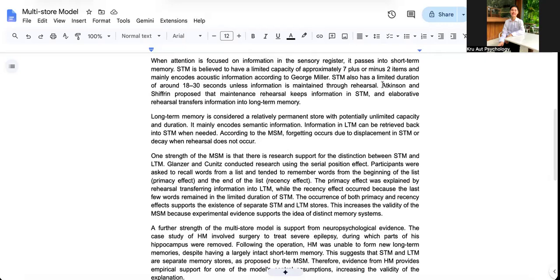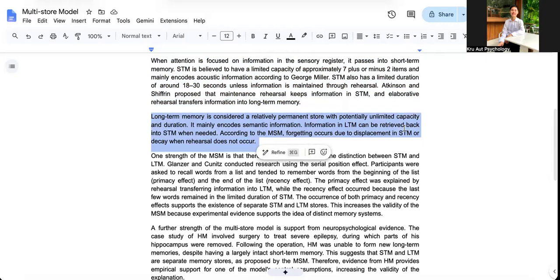Okay. Then Atkinson and Shiffrin proposed that maintenance rehearsal keeps information in short-term memory and elaborative rehearsal transfers information into long-term memory. With this, some schools say it's consolidation, depends on your school. So use the word you were taught. Okay, we cover all of capacity, duration, and coding. All of this is essential, and do the same with long-term memory as well.